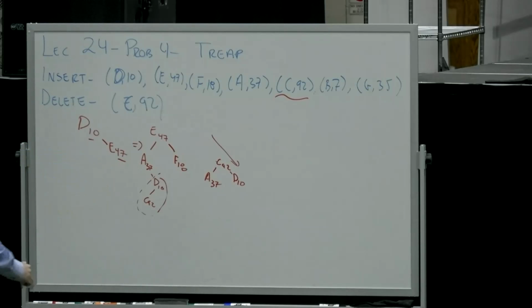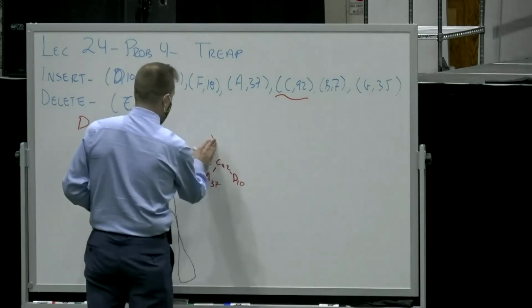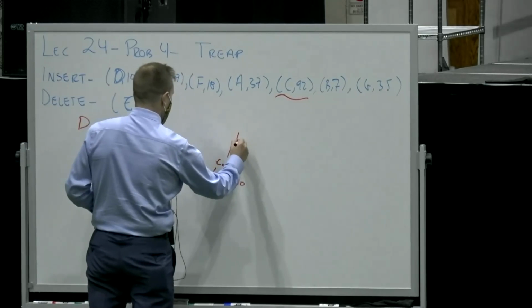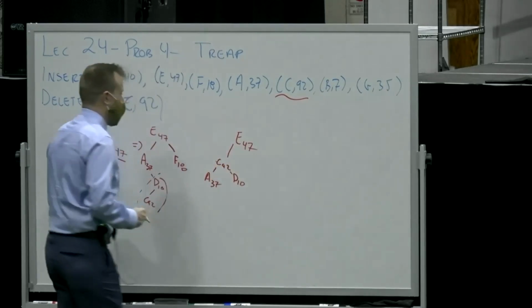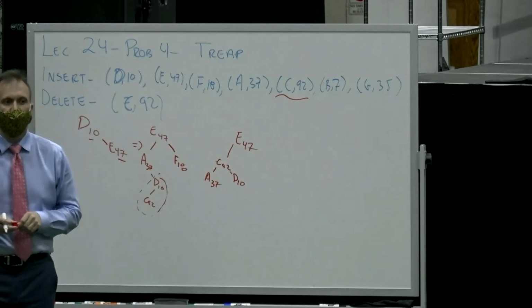So the next level is, what do we do here? Because at this point, we have E47 is above there. So what do you propose we do in this case?